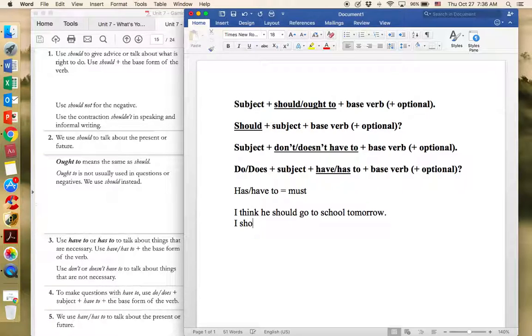I shouldn't sleep late, I'll say that. I shouldn't sleep late on Wednesday. Again, this is advice or something that is recommended. It's not a necessity. It's more like good practice. I shouldn't sleep late on Wednesday.